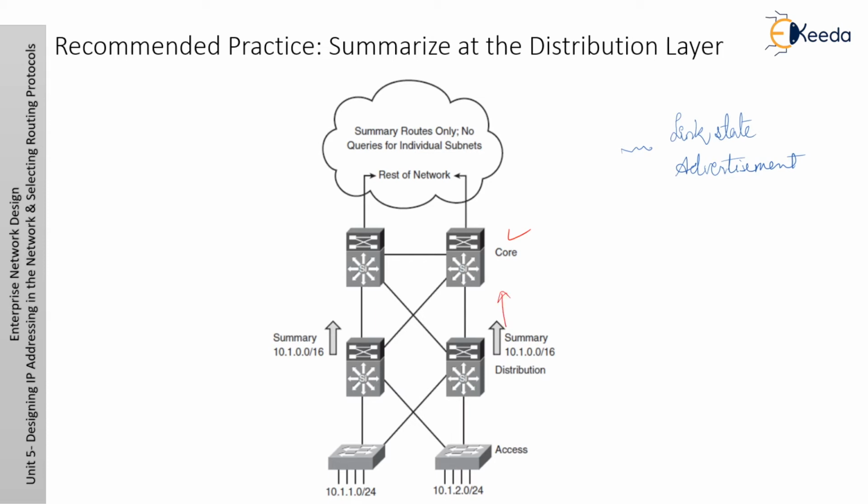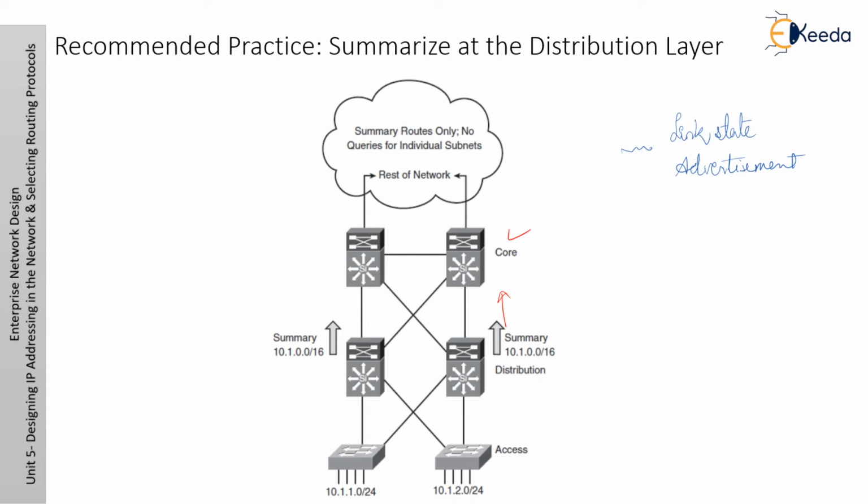WAN connectivity and remote access points should be summarized towards the core. Like a remote subnet could be summarized into a major network, and only those major networks would be advertised to the core. Implementing summarization at the distribution layer optimizes the convergence process. For example, if a link to an access layer device goes down, return traffic to that device is dropped at the distribution layer until the routing protocol converges.